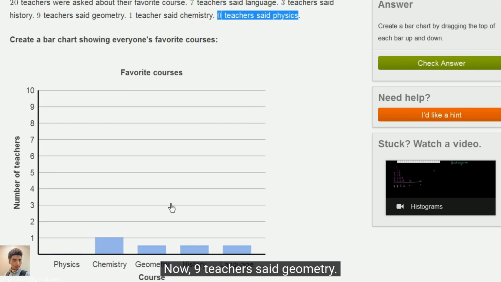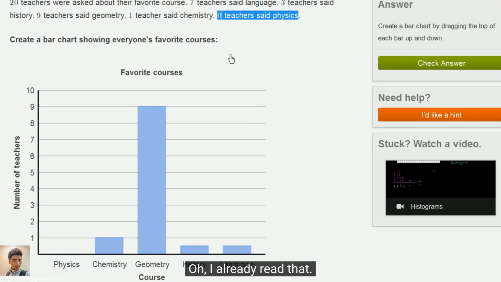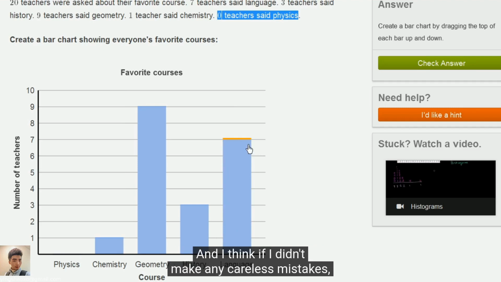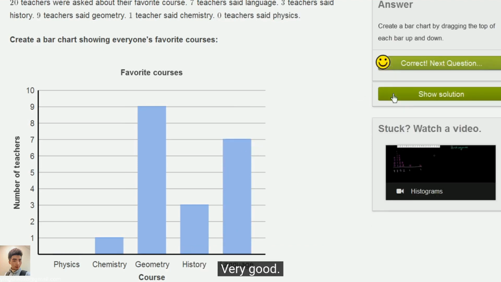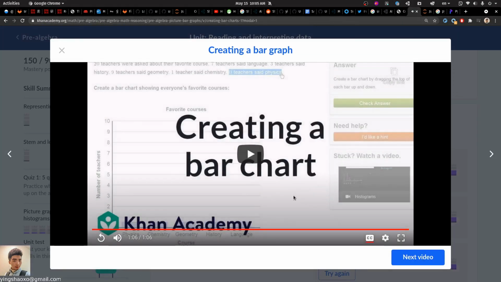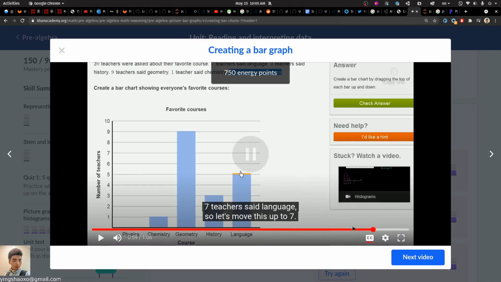We got 9 teachers said geometry. 9. 1 teacher said chemistry. Oh, I already did that. History: 3 teachers said 3. And then language: 7 teachers said 7. And I think I didn't make any careless mistakes. We're done. Okay, that's what a bar graph looks like. That's probably useful, because with a bar graph we can clearly see how data changes over time. That's a visible, intuitive way of displaying data. So this form is useful.